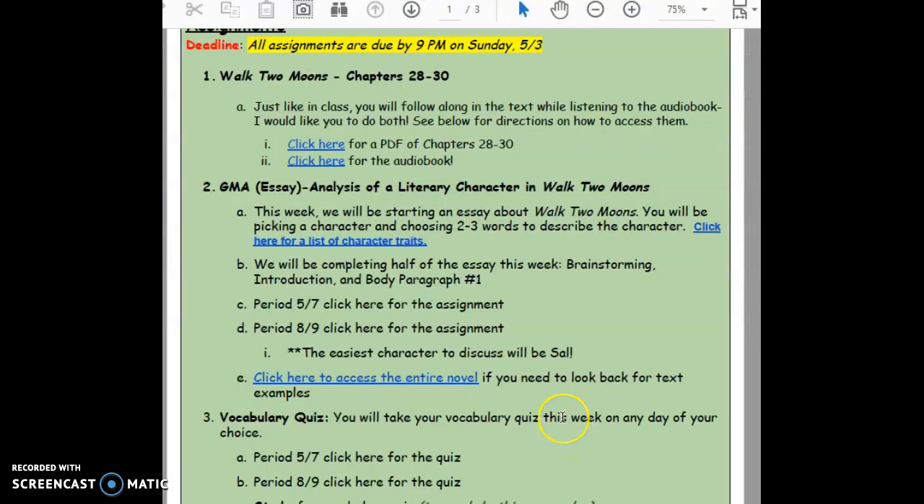All right, so I'm going to show you what this looks like. It's going to look a little differently than if we were in the classroom. You guys are going to be brainstorming, outlining and planning on a Google Doc. And so we're going to start there.